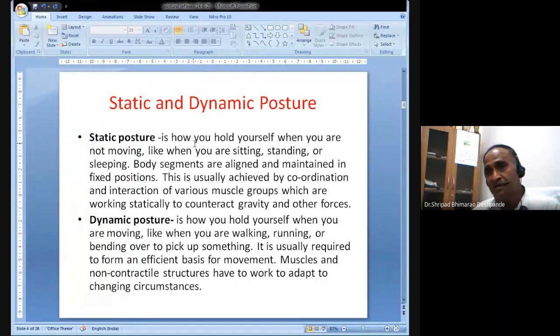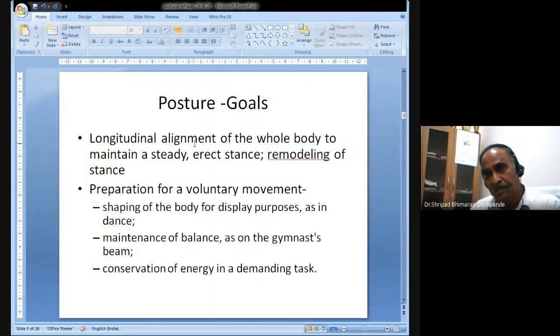So now we have examined static posture, just being in one state without any movement, and dynamic posture with some movement, and this movement may be anything which we perform. What are the goals of posture?